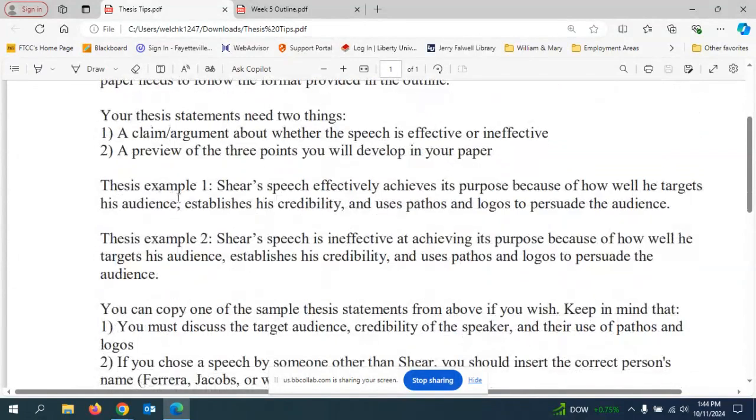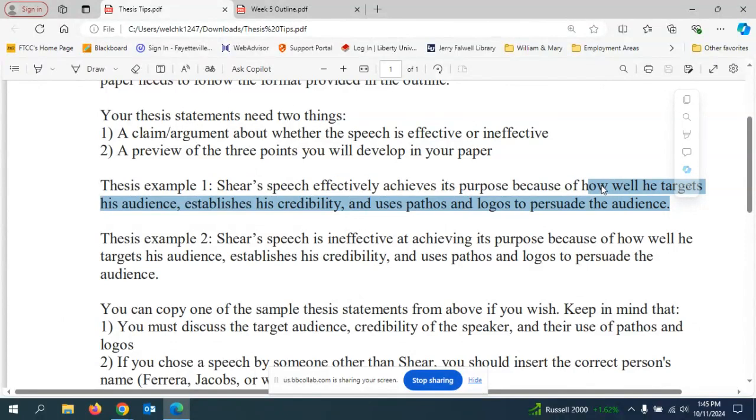So here's an example of a thesis statement. This one, I just chose Scheer just as one example. Of course, you would put in the last name of the person that actually gave the speech that you reviewed, whether it's Scheer or someone else. Okay, so Scheer's speech effectively achieves its purpose. Boom. Part 1 of my thesis is now done. I have written a claim about whether the speech is effective or ineffective. I'm arguing it's effective. And then I'm going to preview the 3 reasons why. Because of how well he targets his audience, establishes his credibility, and uses pathos and logos to persuade the audience.